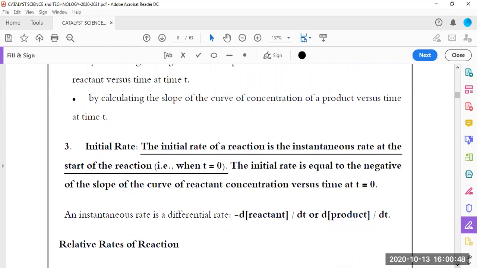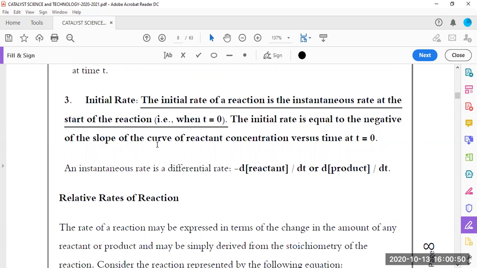Lastly, we have the initial rate. Initial rate of a reaction is the instantaneous rate at the start of the reaction. That means when t is equal to 0. At t0, what is the rate of that reaction? Initial rate is equal to the negative of the slope of the curve of reactant concentration versus time at t0.